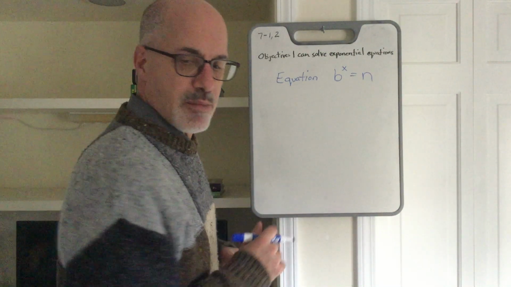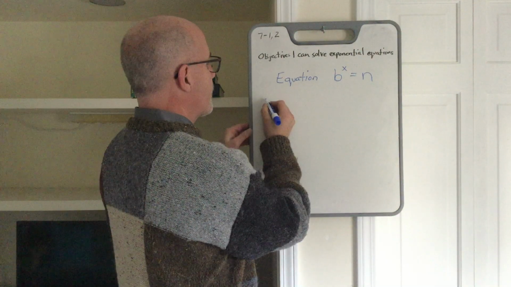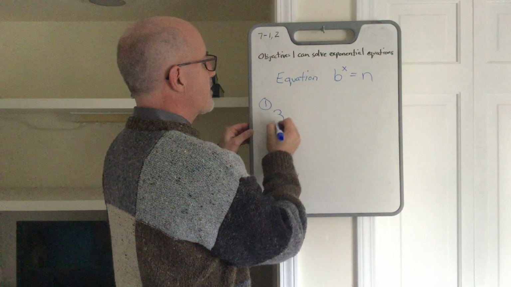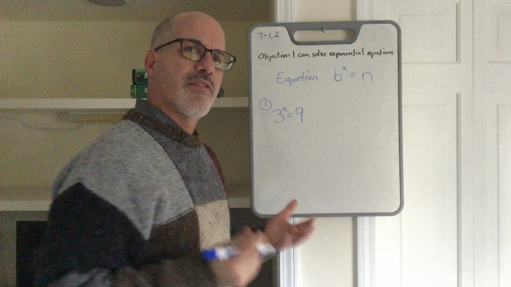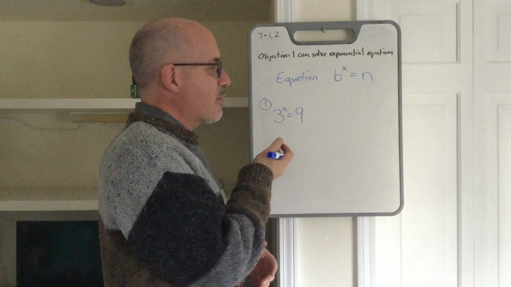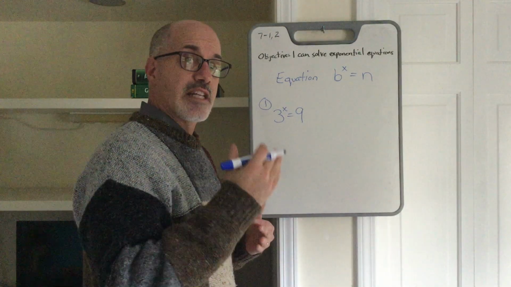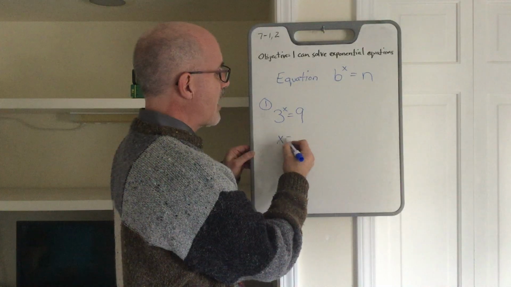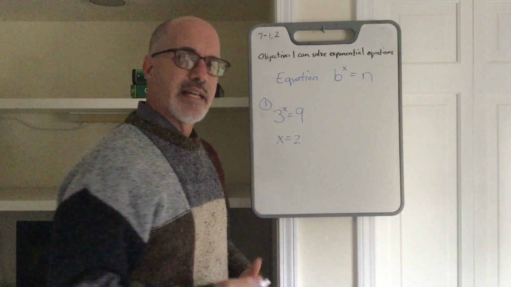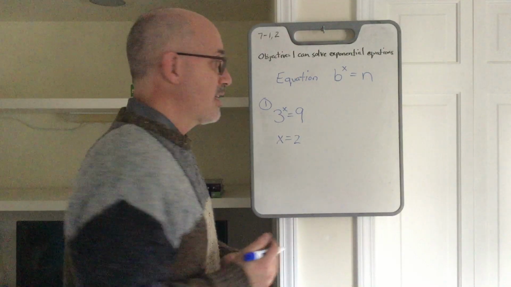So here's an example. The first example is 3 to the x equals 9. That's one that we're pretty familiar with. We look at that and it's pretty clear that the only way to get that 3 to the x to become 9 is if we put in a 2. If we square 3, we get 9. So that's a solution to the exponential equation.